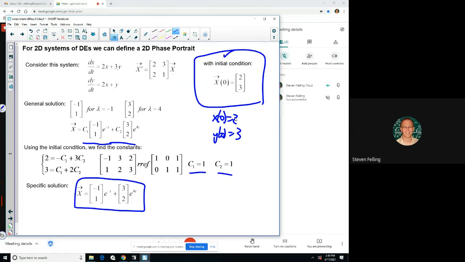Okay, and that is two separate equations. Since this is a matrix, x as a function of t is negative e to the -t plus 3 e to the 4t. But y as a function of t is positive e to the -t plus 2 e to the 4t. Right? So you can say, all right, we should be able to, on an xy plane, do a 2D phase portrait that shows as we vary t, what is the x and y. We can treat this as a position vector, essentially, right?